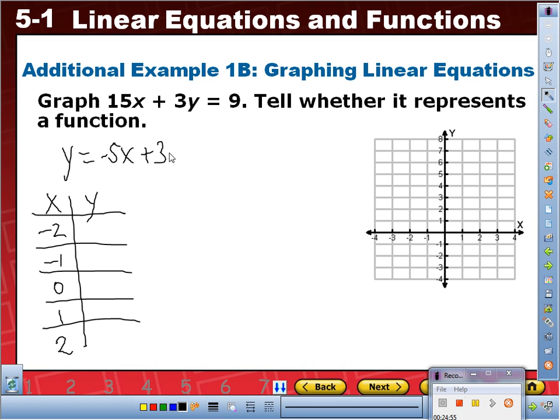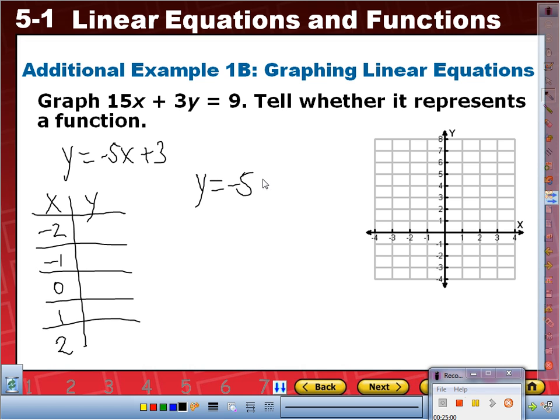Two. So I'm going to write my equation again. Y equals -5, but instead of x, I open a parentheses, plus 3. What is my first value? -2. So what is -5 times -2? Positive 10 plus 3, that is 13.